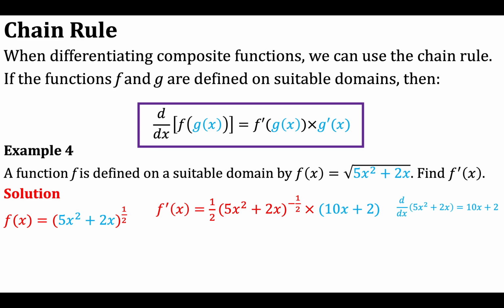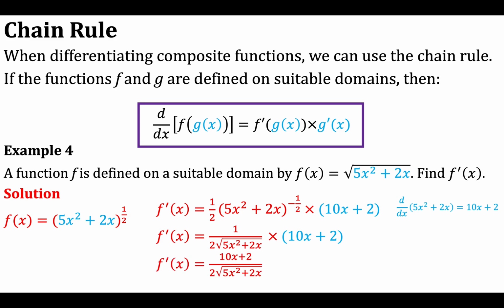And then we need to try and simplify this expression for the derivative of f of x. So firstly, the negative power, and it's also a fractional power, so that we can re-express that part of it as 1 over 2 times the root of (5x squared plus 2x), and we've still to multiply by 10x plus 2. So we can express that on the numerator of this fraction. So the derivative of f of x is (10x plus 2) all over 2 multiplied by the root of (5x squared plus 2x), which is our final answer.